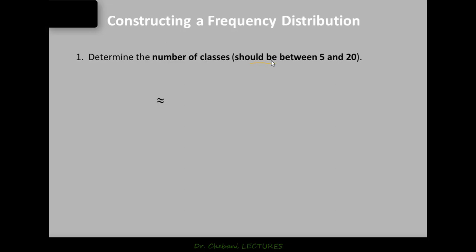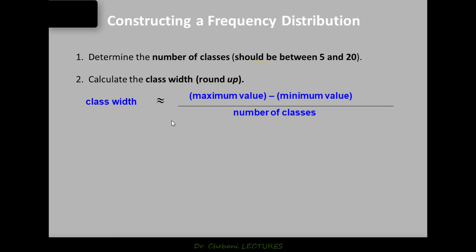So you decide the number of classes that you'd need in your distribution, and second, you calculate the class width. It's important that when you calculate the class width, you round up. So how do you calculate the class width? The class width is given by the maximum value in your data distribution minus the minimum value, which is the range, and you divide that by the number of classes. Remember, you have already determined the number of classes in point 1. So you take the maximum minus minimum divided by the number of classes. That will give you the class width.